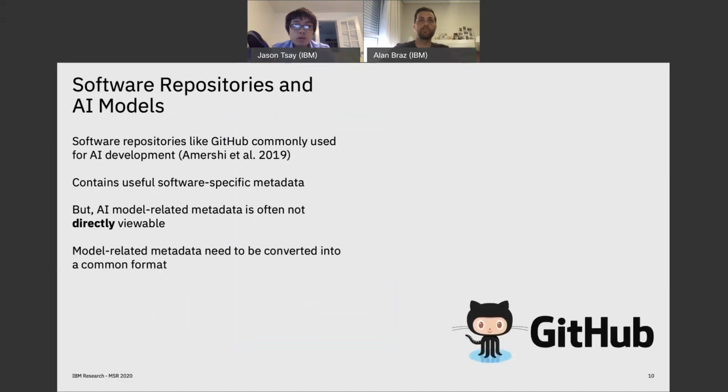So let's talk a bit about software repositories and AI models. We already know that software repositories like GitHub are commonly used for AI development. And of course, this community knows that there's lots of useful software-specific metadata that can be mined from these repositories. But the problem is that AI model-related metadata is often not directly viewable. In fact, it often needs to be inferred because these software repositories tend to be made for software rather than AI development. So we need to infer this model-related metadata, and then put it into some common format which we can analyze. That's exactly what AIMMX does.